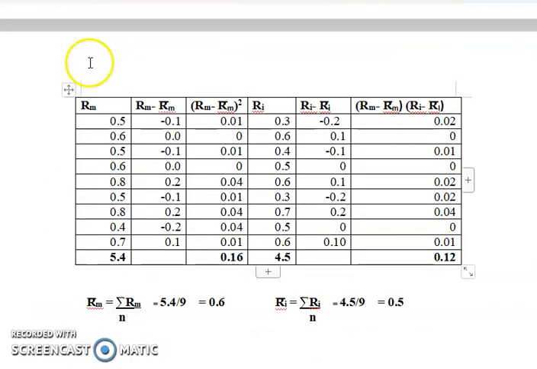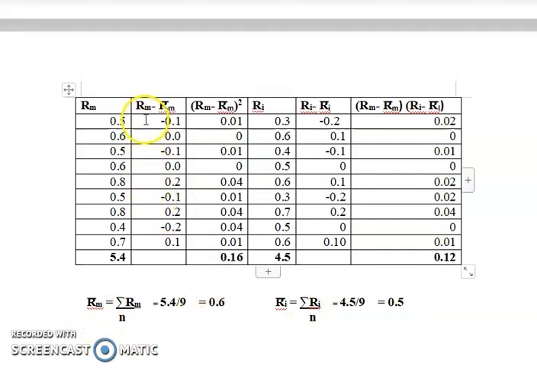Here RM is the index return. RM bar is the summation of RM by N, 5.4 by 9, which is equal to 0.6. Yes, it is 9 items. And for RI, again the total summation of all these divided by 9. So you get RI bar as 0.5 and RM bar as 0.6.